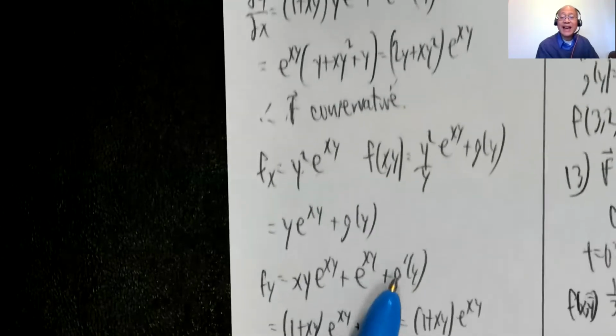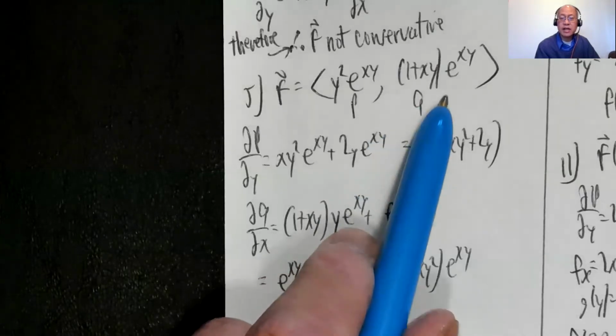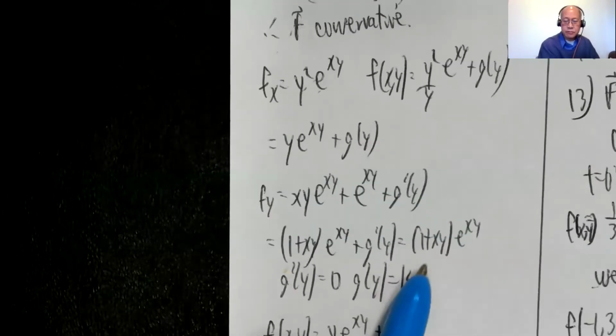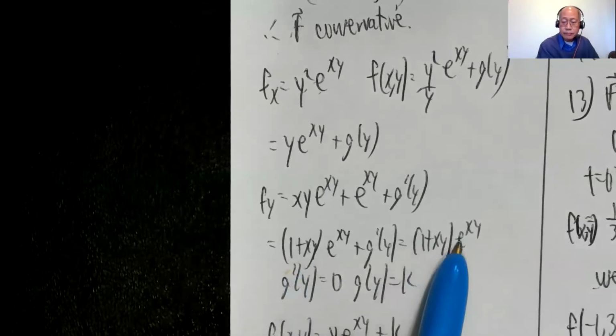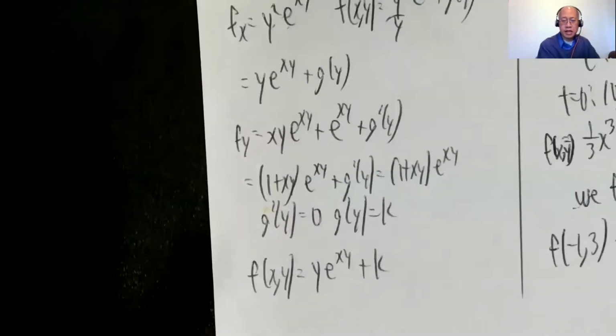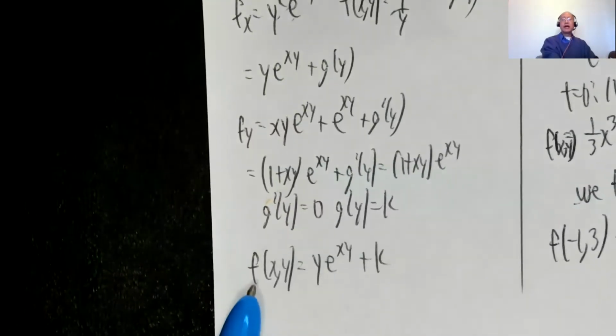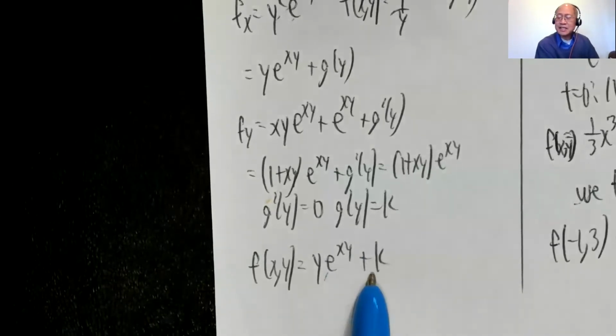And that is supposed to be equal to the given 1 plus xy e to the xy. Well, that is exactly the same as that, which means g prime of y should be 0, or g of y is a constant. Okay, so we're done. F of xy is y e to the xy plus k. This is the same as plus c.